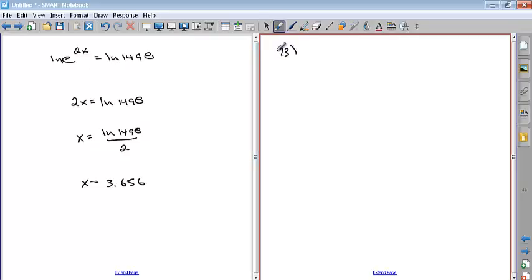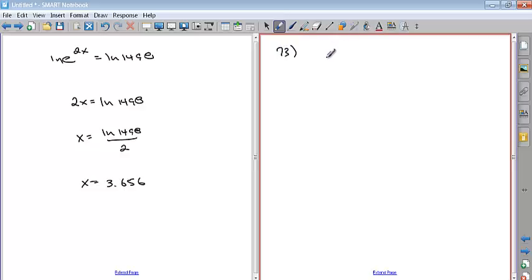Okay, 73. Use a graphing utility to solve the equation. Approximate the results through decimal places. Verify your result algebraically. Okay, so let's do it algebraically, and then we can check it out on the graph. We'll go the opposite direction.